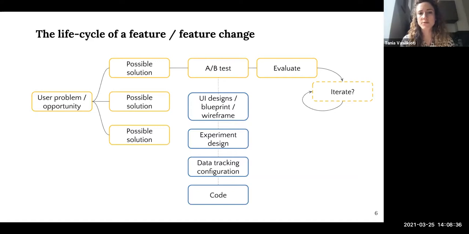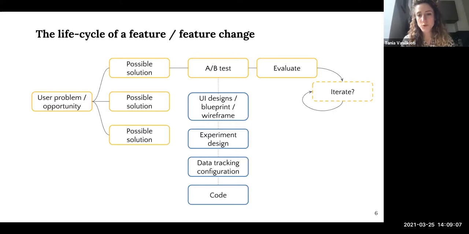Each of these possible solutions could be mapped to an A/B test, or an A/B test could be designed to validate whether this possible solution is actually good to solve this problem. So when we design this A/B test, we can come up with the UI design, the blueprint or wireframe of how this change should work. Then we also need to create the experiment design, which I'll show you in a second. It's just kind of a table or a list of things we need to consider.